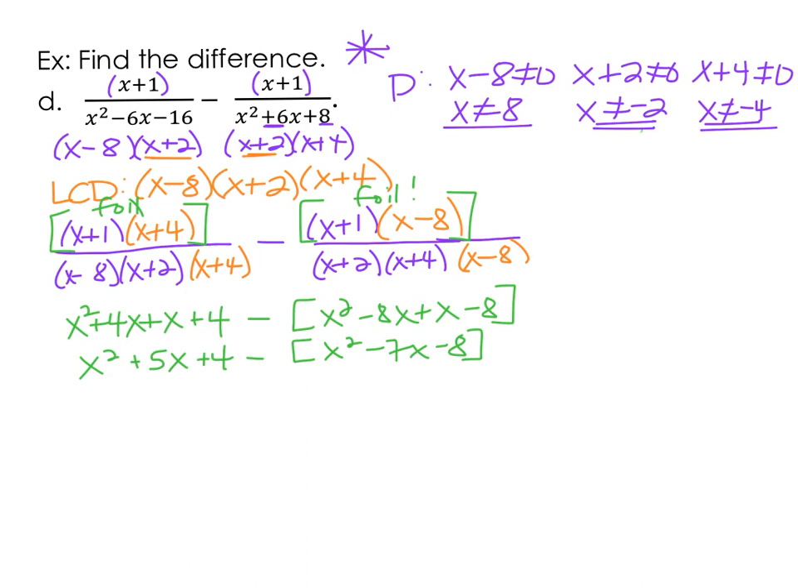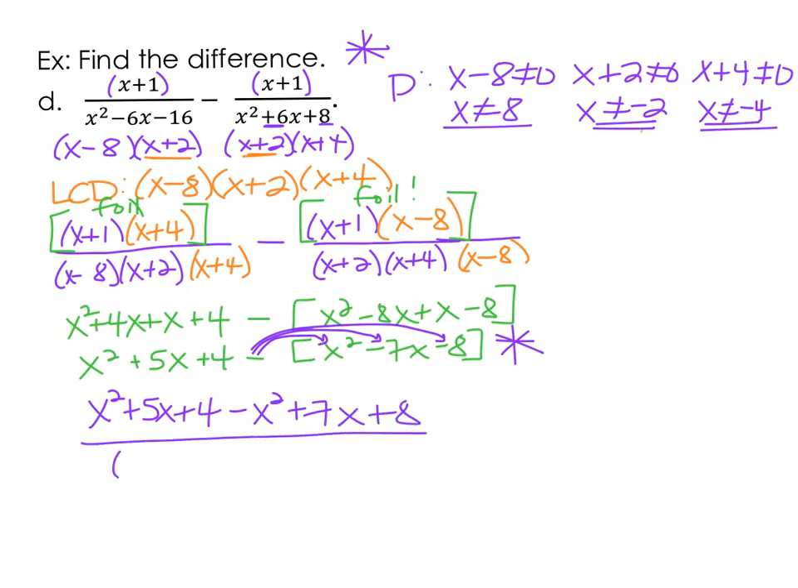Okay, and then minus, but that second term, here's where we have to be particular because of the subtraction. If it's x squared minus 7x minus 8, but we're subtracting that, we actually have to distribute the subtraction to all three parts. And this is where, if we're not paying attention, that could really change our final outcome. So now we're going to have x squared plus 5x plus 4 minus x squared plus 7x plus 8 all over our LCD, x minus 8, x plus 2, and x plus 4.